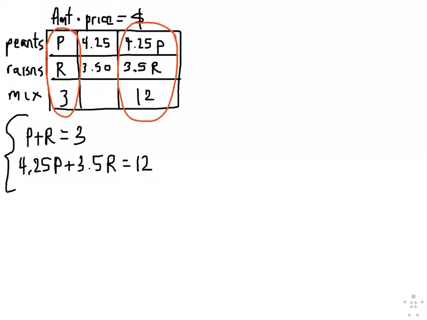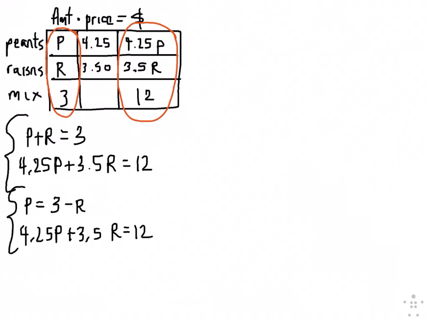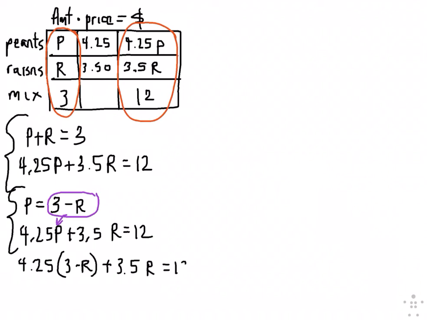So I'm going to solve the top equation for P, and I'm going to get P equals 3 minus R, right? Subtract R from both sides. The bottom equation stays the same, 4.25P plus 3.5R equals 12. Now, I can use substitution, right? Because I can take the 3 minus R and substitute it in there for the P. So we get 4.25 times 3 minus R plus 3.5R equals 12.